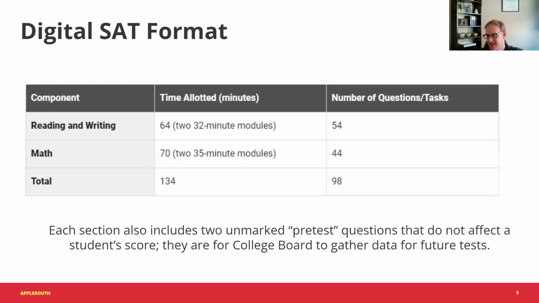The ACT does this thing where they have entire passages that just don't count. They're experimental and they get thrown out when they score the test. The SAT instead just mixes them in. And so you don't know which one, but a solid, almost, I would say, 10% of the questions won't count. They're for College Board to gather data for future tests. As a test taker, we just want to do our best. We can't really think about, is this experimental or not? We don't know.